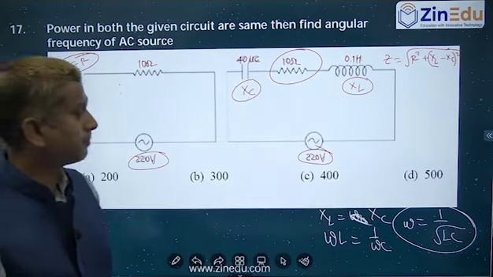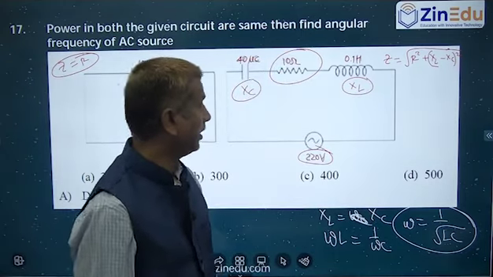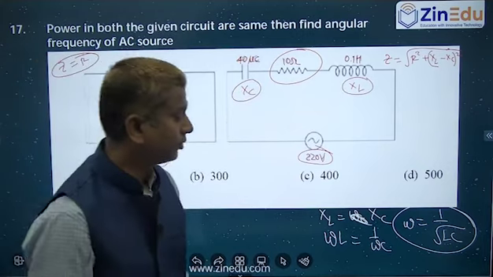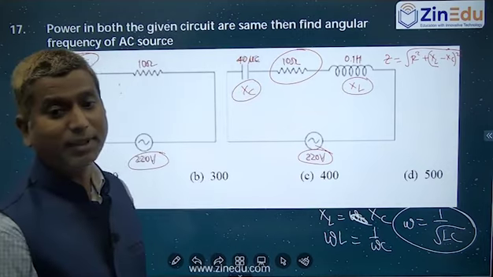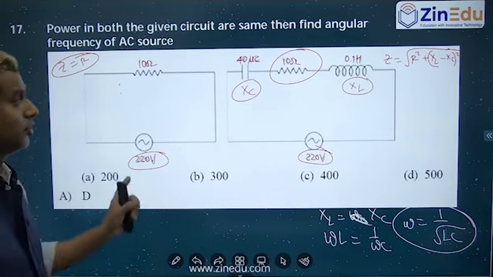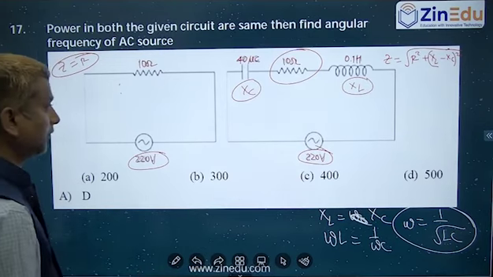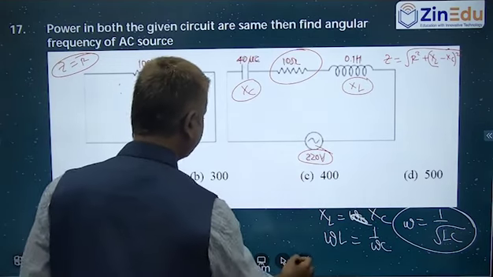L is the given inductance, 0.1 Henry, and C is the capacitance, 40 microfarad. So you'll get the omega value in radians per second. Okay, so hope you can do this. Right, so we'll proceed to the next question.